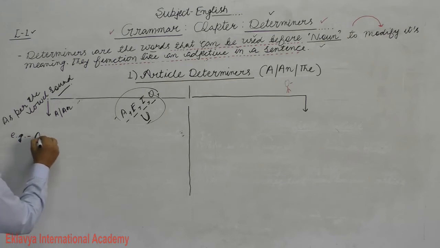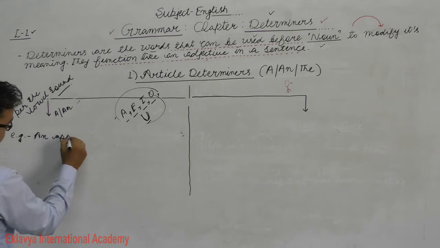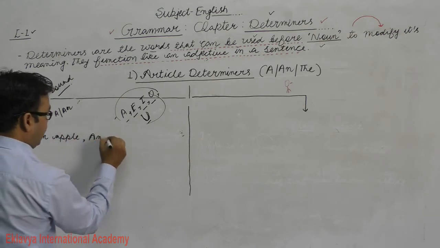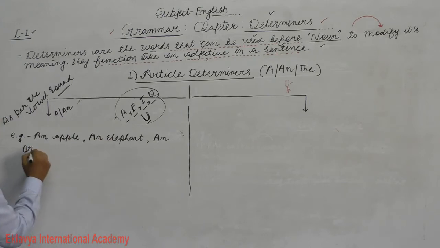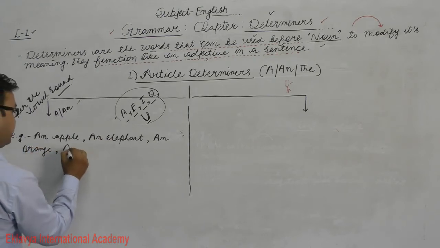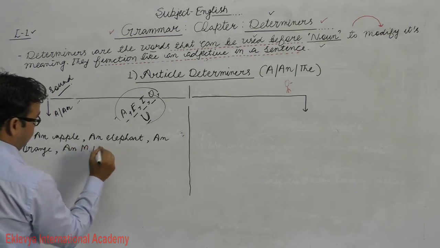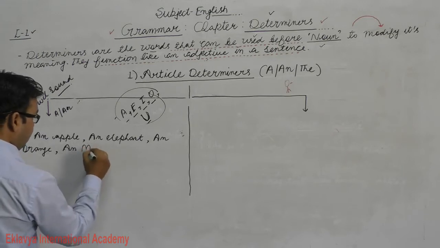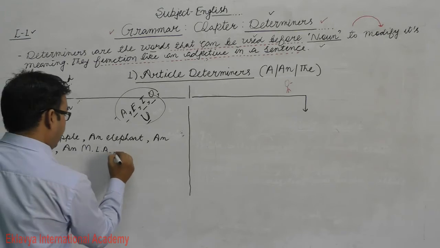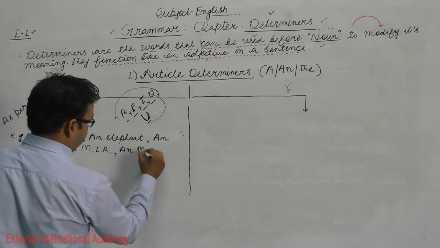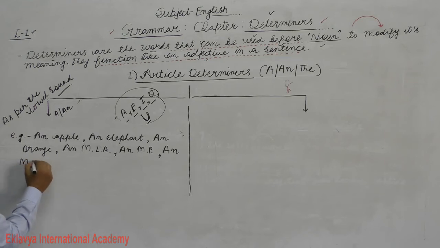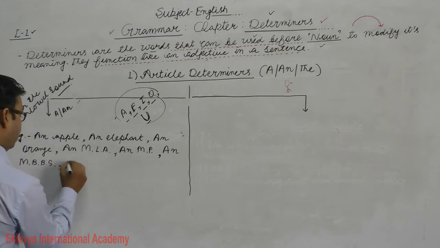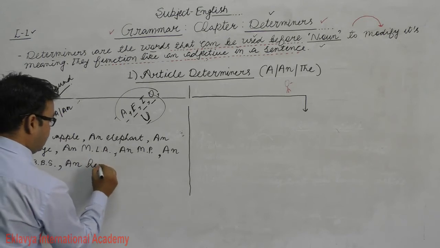like an apple, an elephant, an orange, an MLA, an MP, an MBBS, an heir.